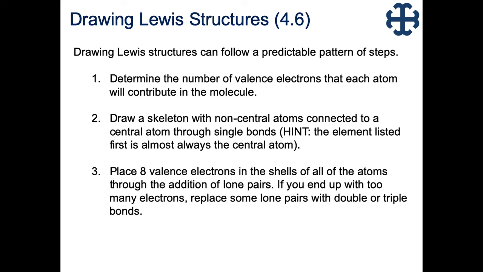And then third step, place 8 valence electrons in the shells of all of the atoms through the addition of lone pairs. So if we have a central atom connected to our outer atoms through single bonds, then we add lone pairs to give everything an octet, or if it's hydrogen, maybe just a duet. And if you end up with too many electrons, you'll want to replace some of those lone pairs with double or triple bonds in order to get that number to agree with step 1.